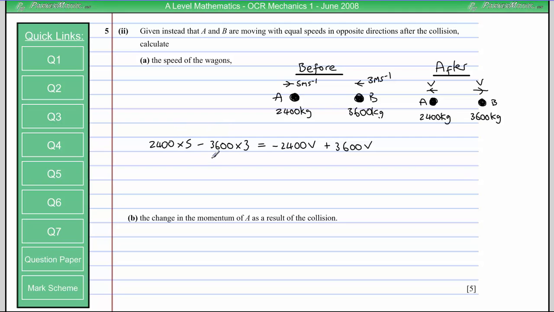We know from earlier that this gives us 1,200. I can collect like terms together here. I can do 3,600v minus 2,400v and get 1,200v. Well, if 1,200 equals 1,200v, then clearly v has got to be 1 meter per second.